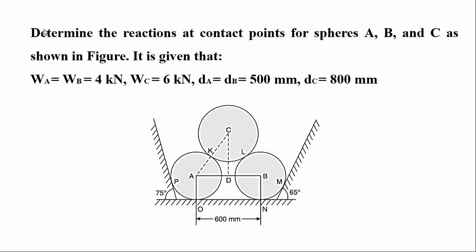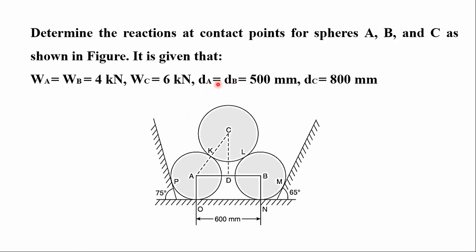We will solve this problem on spheres. Here in this question, we have three spheres A, B, and C. If you compare it with the previous problem, the weight of the previous spheres were same and diameter was same. But in this question, weight of A and B is 4 kilonewton. Weight of C is 6 kilonewton.